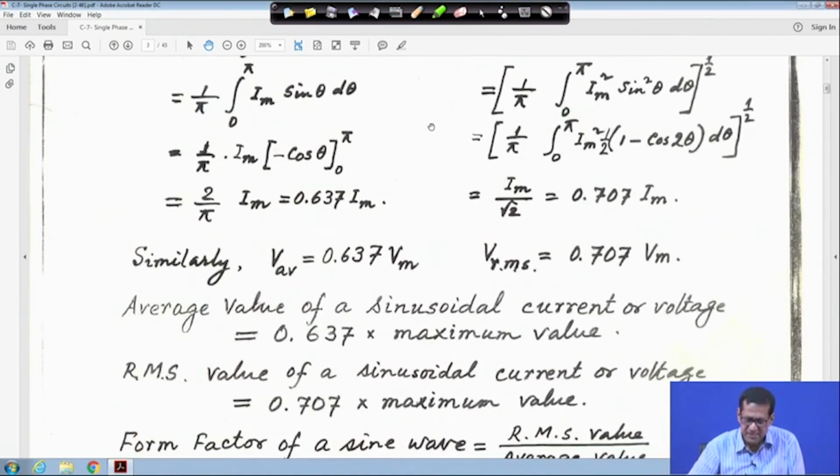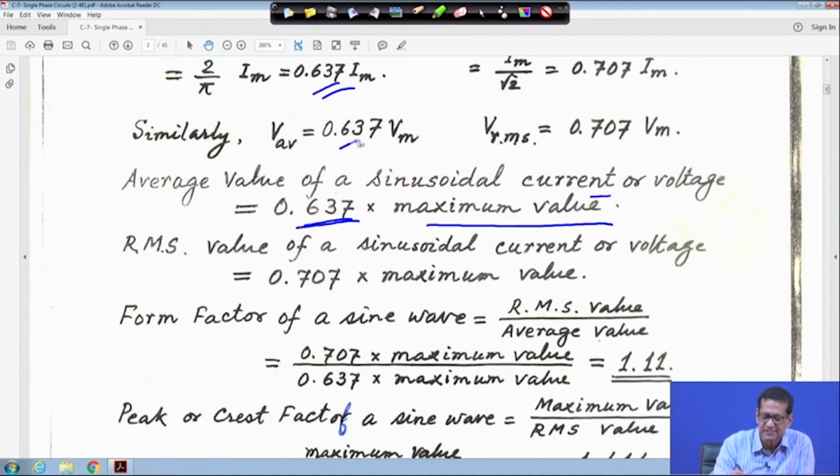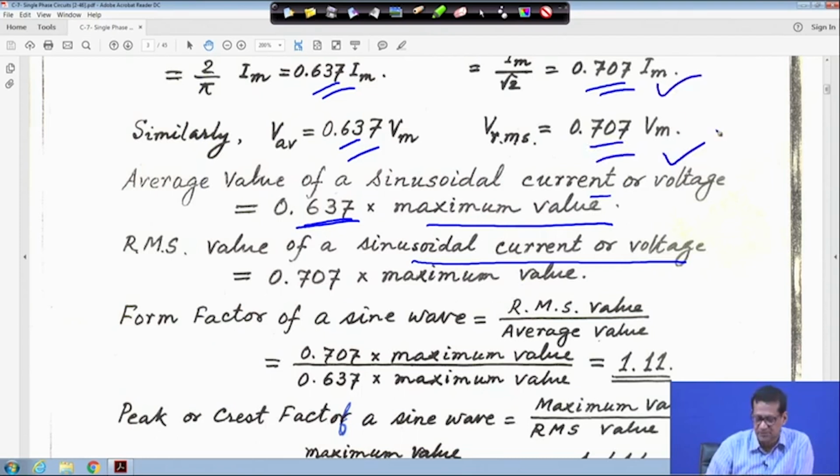Therefore the average value of a sinusoidal current or voltage will be 0.637 into maximum value. Average value of a sinusoidal current or voltage, both are multiplied by 0.637. Similarly, the RMS value of a sinusoidal current and voltage both are multiplied by 0.707 into maximum value. This is the maximum value, this is the maximum value.